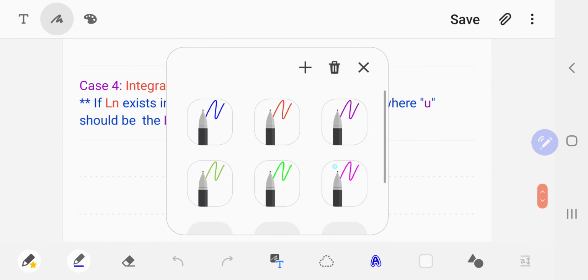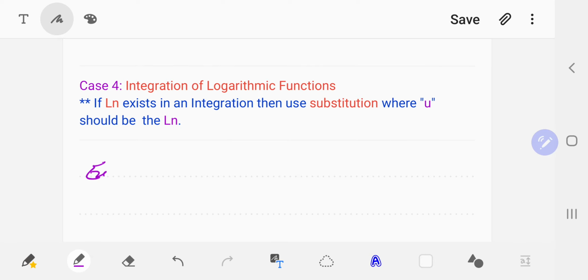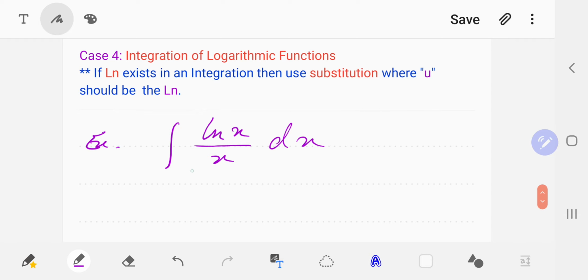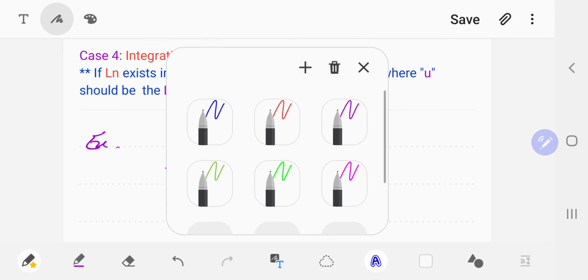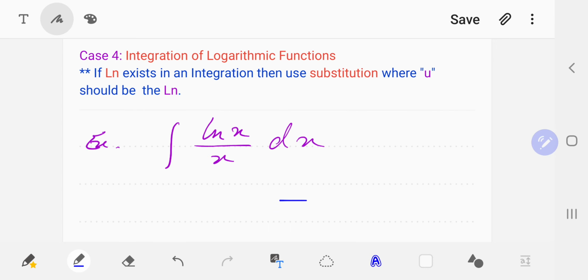So let's try to do an example on this. For example, if I have integration of ln x over x times dx. According to what I have just said here, whenever you have ln inside the integration, then immediately go to substitution and u should be the ln itself. So in this case, u will be equal to ln x.